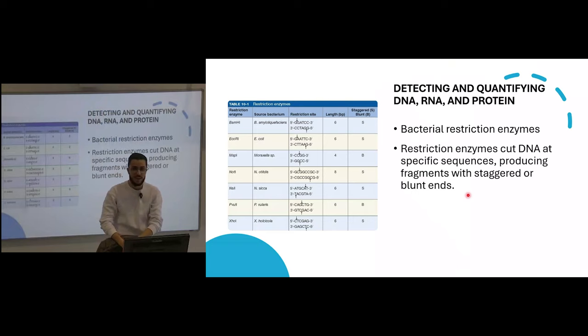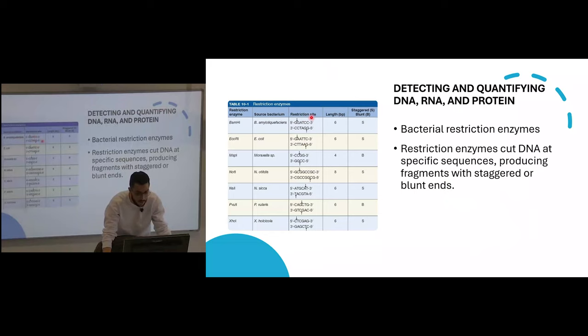So we've seen how to detect DNA. We've seen how to combine two pieces of DNA and use it to produce proteins. Now, there's one thing that we kind of skipped. It's the restriction enzymes that are used to cut the DNA, okay? So we'll talk about this a bit more specifically.